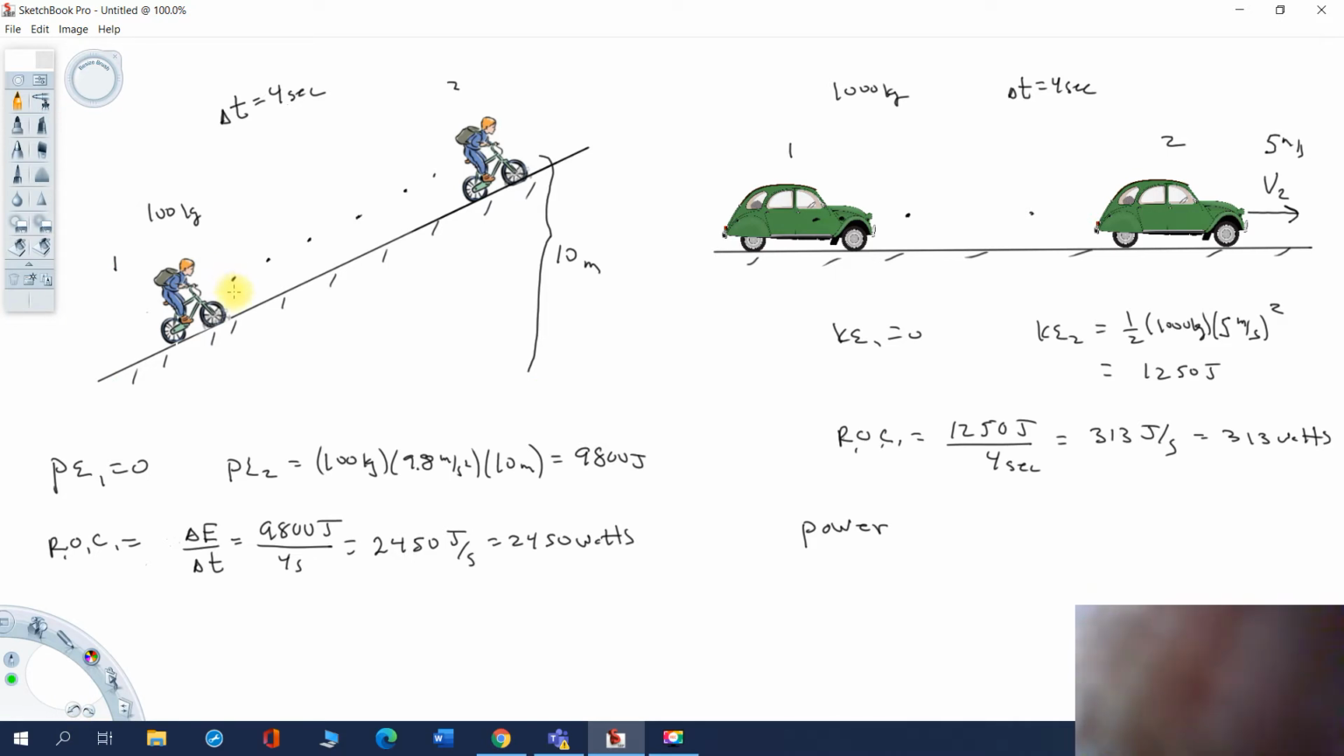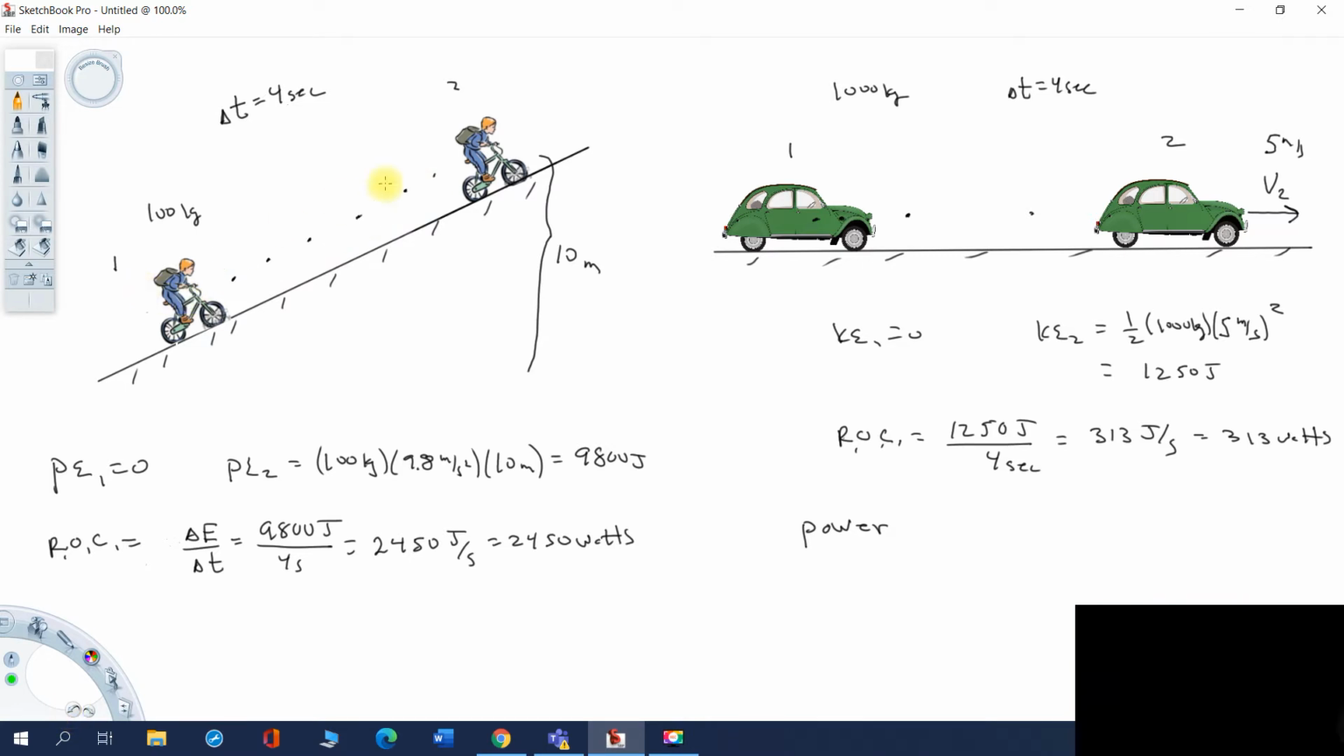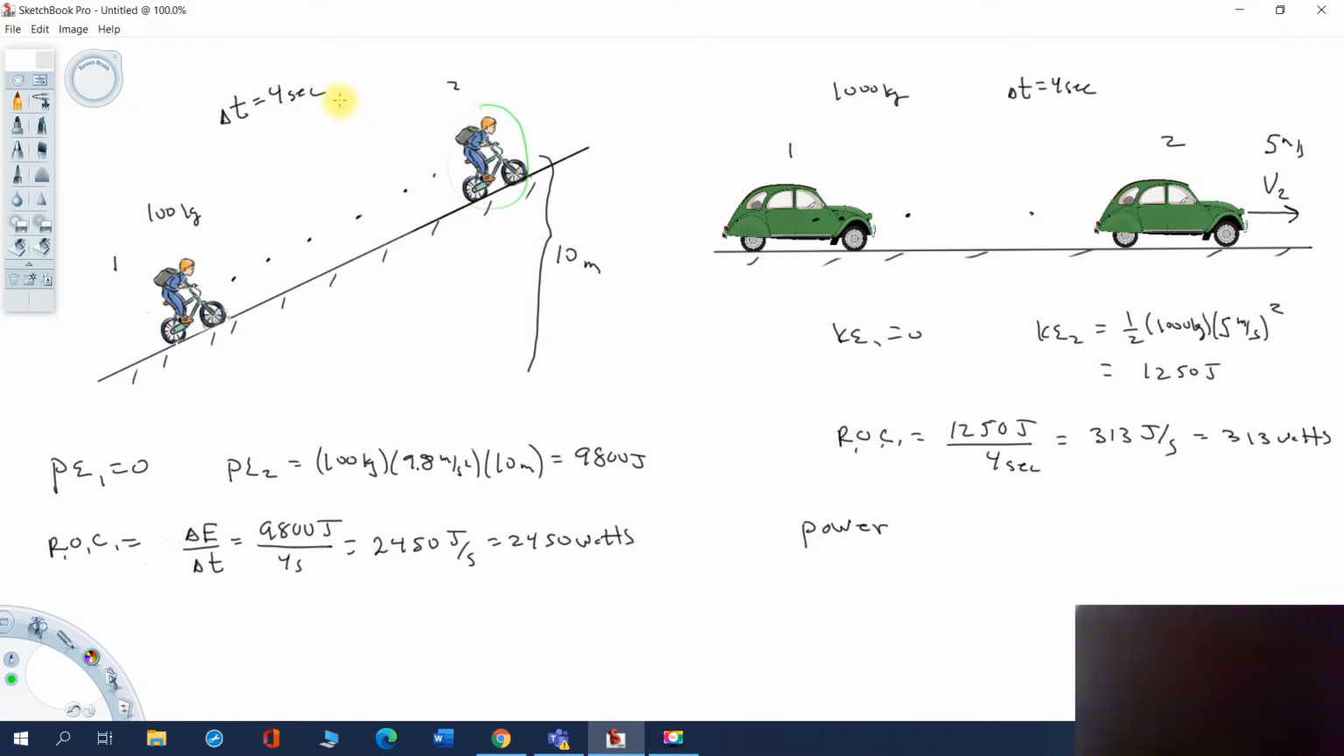I tried to show that with my motion diagram here, little snapshots of time. Imagine this child starts here at what I'm calling position one and ends up here at position two over a time frame of 4 seconds. I threw out a mass here, intended to be the mass of the child-bike combination, and I just threw a number at it for the sake of discussion.